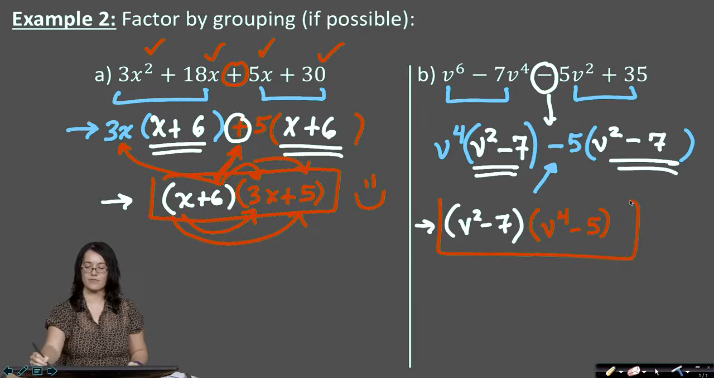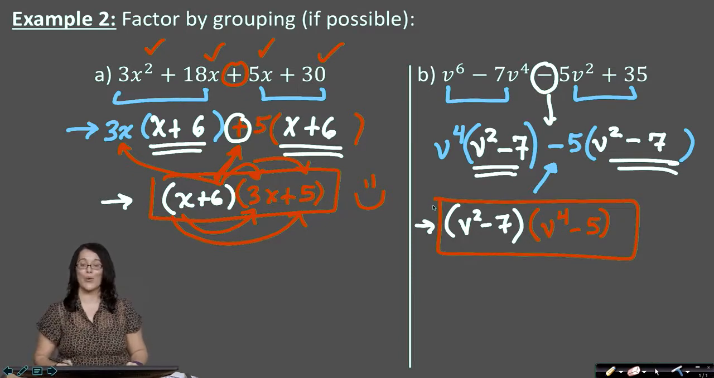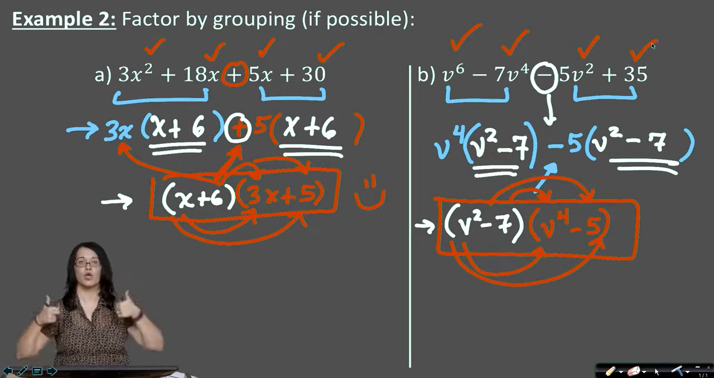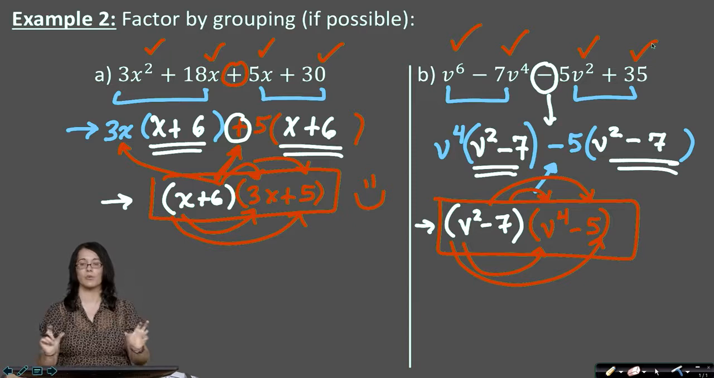Once again, you don't have to hope you're right. You can know you're right. V squared times v to the 4th, that's v to the 6th. V squared times negative 5, that's negative 5v squared. Negative 7 times v to the 4th, negative 7v to the 4th. And negative 7 times negative 5, positive 35. You know you're right. And that's going to be super important to know that your answer is correct before you proceed in a harder problem, especially when you get into applications and word problems.